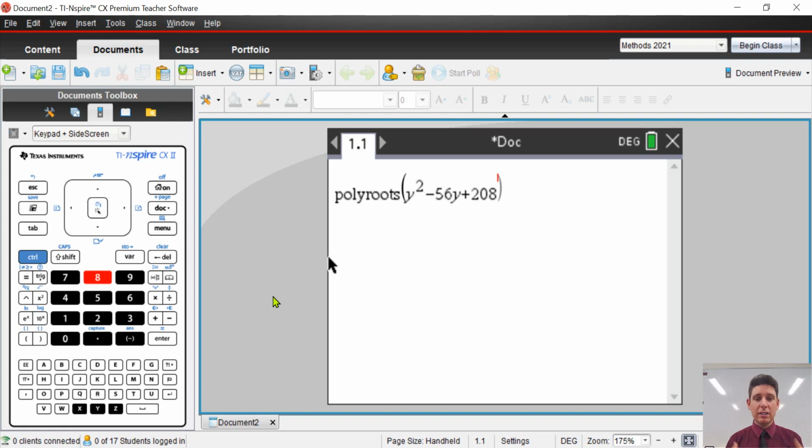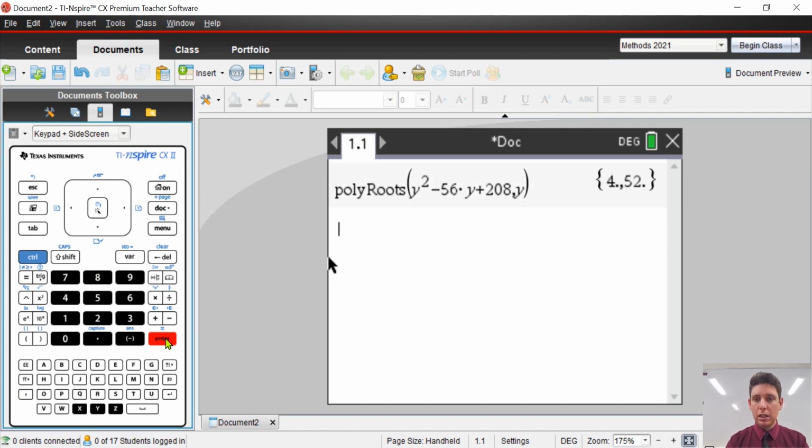You can't think of the factors that multiply to get to 208 and add to get to negative 56. So you can just type it into your calculator. Tell your calculator you're solving for y. And then press enter. And it tells us that y is equal to 4 and 52. Or this factorizes as bracket y minus 4 bracket y minus 52.